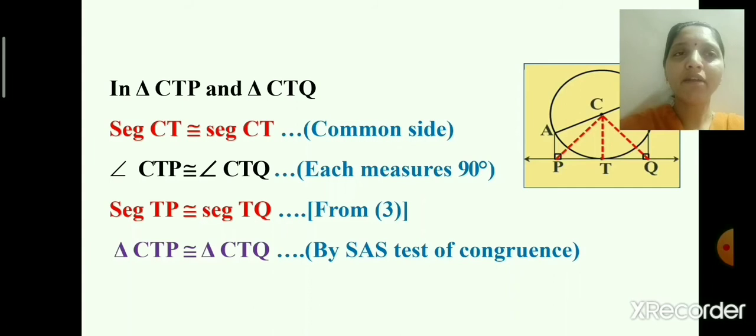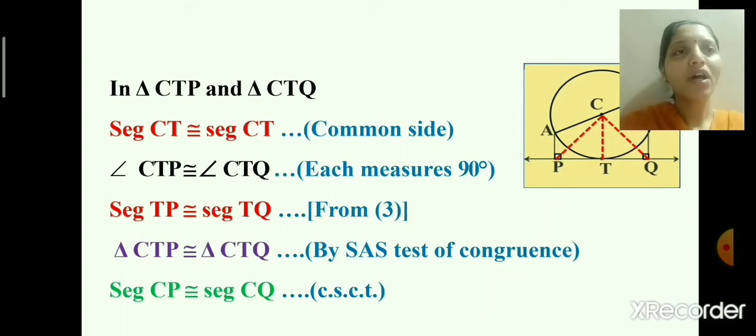I hope you all are remembering all those tests we have learned in the first lesson. And this test you have learned in 9th standard. Okay. Now, if two triangles are congruent, the remaining corresponding sides are also congruent. So here seg CP is congruent to seg CQ. Write the reason as corresponding sides of congruent triangles. Hence we have proved seg CP is congruent to seg CQ.